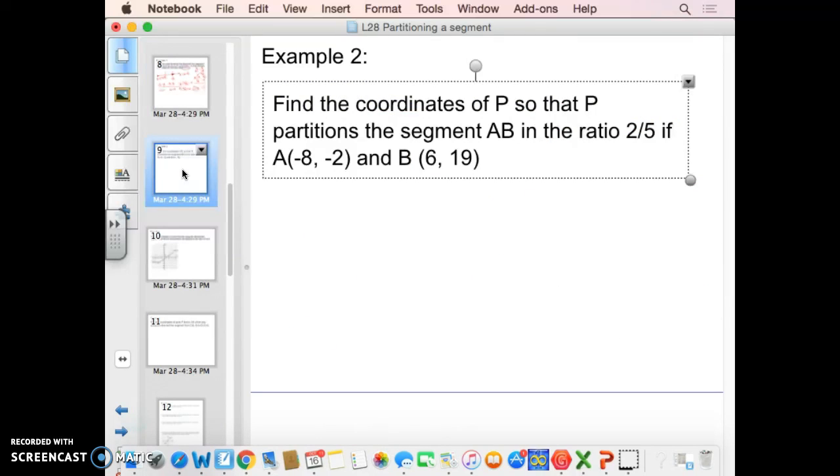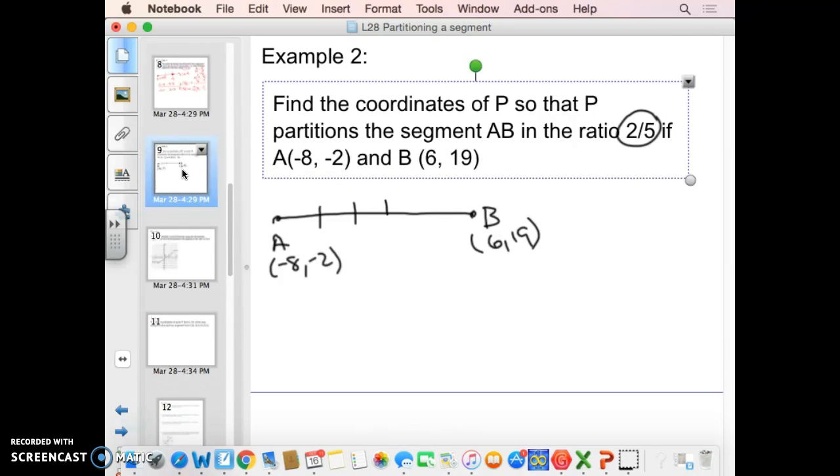Next, I'm going to find the coordinates of P. So once again, I got the point A. A is the smaller one because it's at -8, -2. And B is further down the line because it's at 6, 19. I want to find point P. So it cuts in the ratio of 2/5. 2/5 is already a part to whole ratio. So I can just divide this into 1, 2, 3, 4, 5. 1, 2, 3, 4, 5. And 2 of them is right here. So that's where P is going to be.